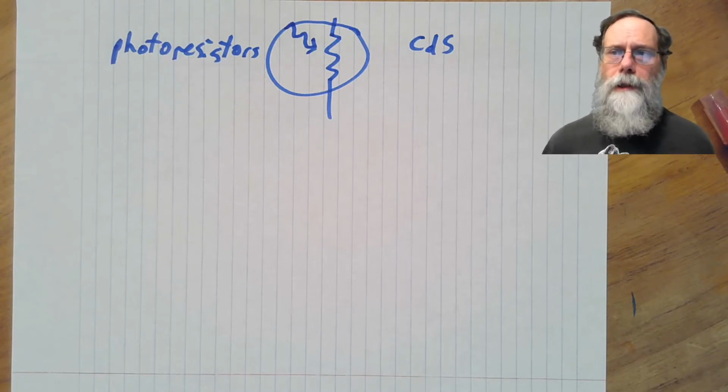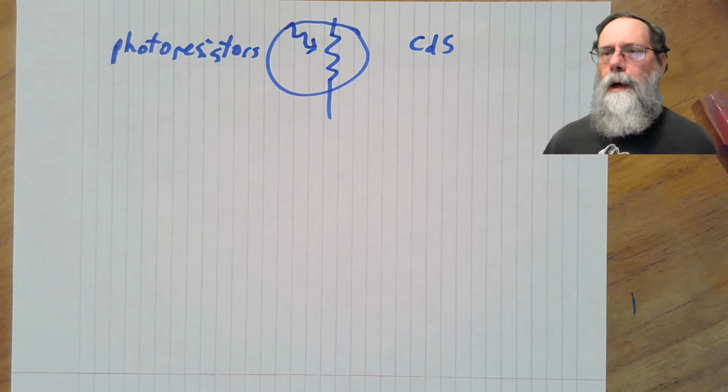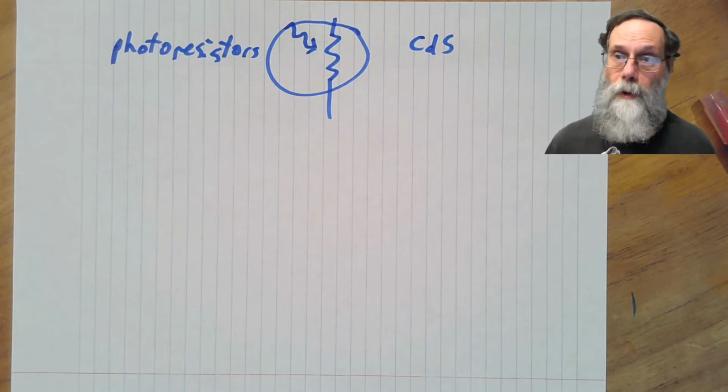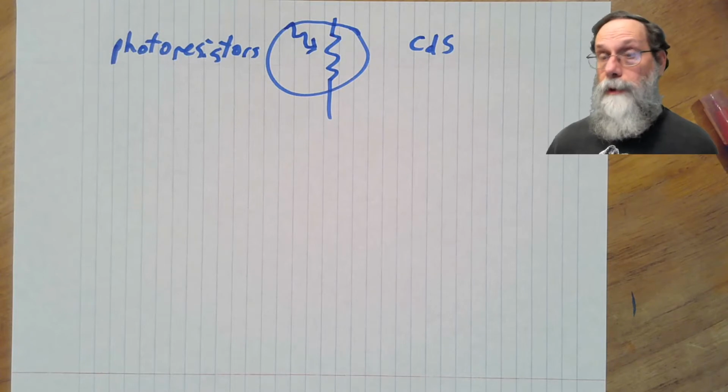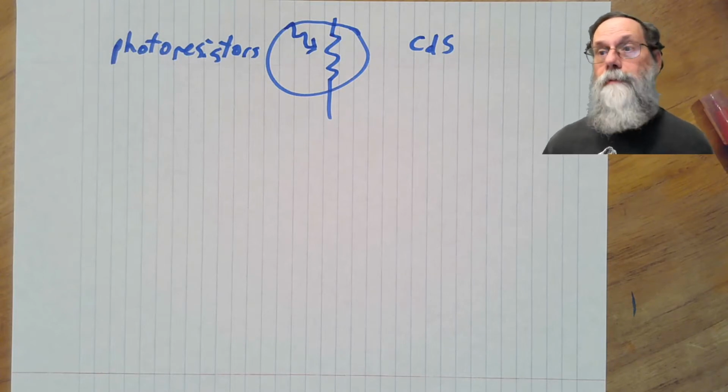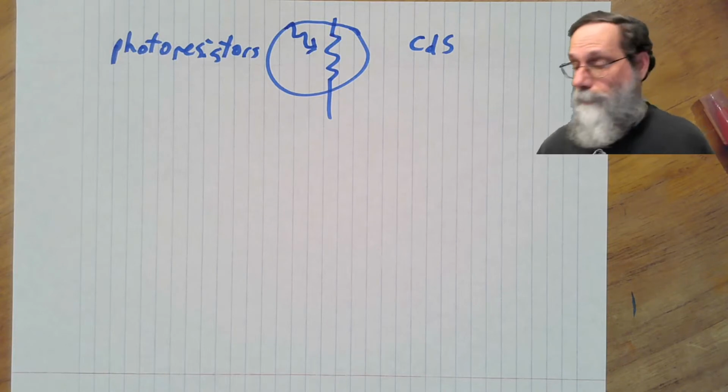They're not very popular for some of the applications we have for photosensors because they're very slow. And so we'll be looking at photosensors later on in this course that are not photoresistors. But photoresistors exist and do have some common applications.